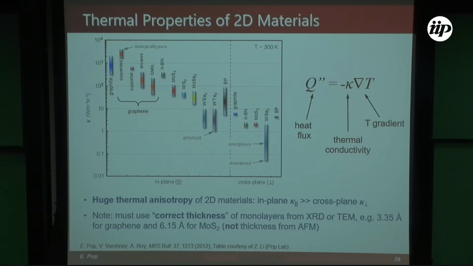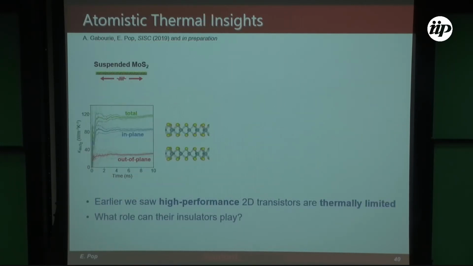in some cases. And so, Alex Gabery, the student in my group, wanted to actually understand this a little bit better. And he was really inspired by the work done by the transistor people in my group. And he saw that the transistor people were always complaining, hey, my transistors are getting very hot, and it's limiting their performance. In other words, we've made 2D transistors which are sufficiently high performance that they're thermally limited. And so Alex wanted to understand, what role can the insulators play?